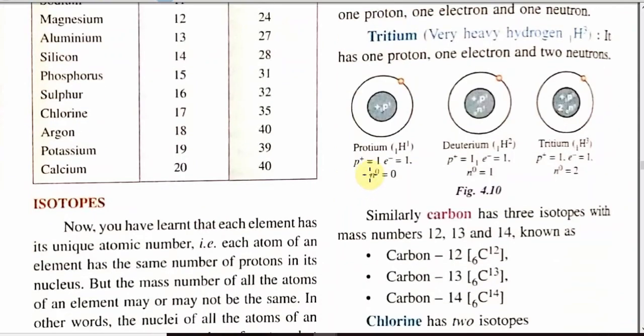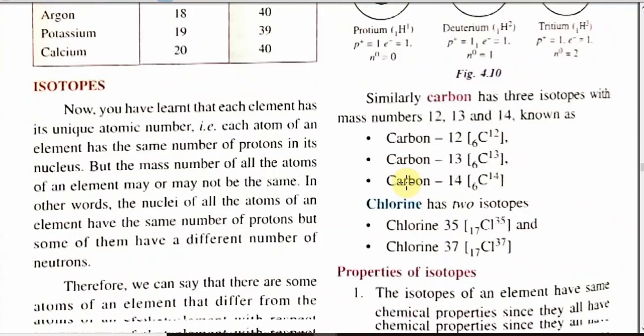Students, please check this right-hand side. You can see P is 1, proton is 1, proton is 1. All same. Electron E is 1, E1, E1, all same. But here is the difference. N equals 0 means neutron 0, N equals 1, neutron 1, and N equals 2, that is neutron 2. So we can say there are isotopes because of the number of neutrons.